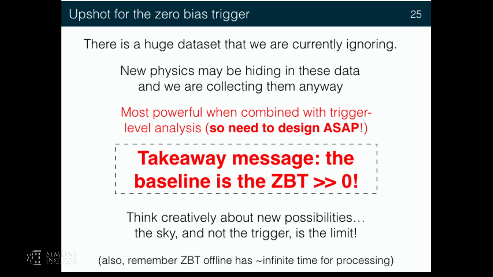I think the key takeaway message is that the bottom line for any analysis at the LHC is not 0. So if you don't trigger on it, you're not totally hosed. You still have a bottom line which is much bigger than 0. So that's good news. And I think the key point here is that the sky, and not the trigger, is really the limit when it comes to doing analysis limited by trigger.